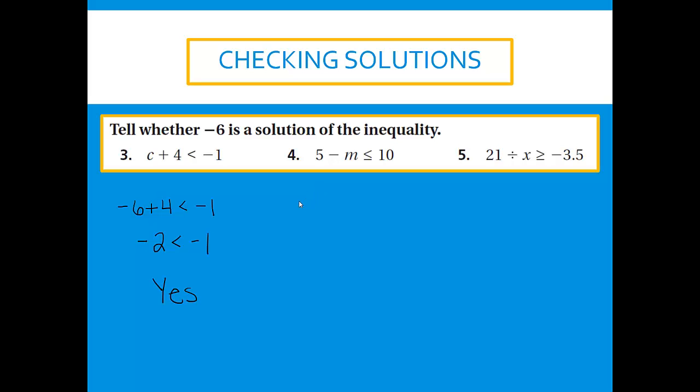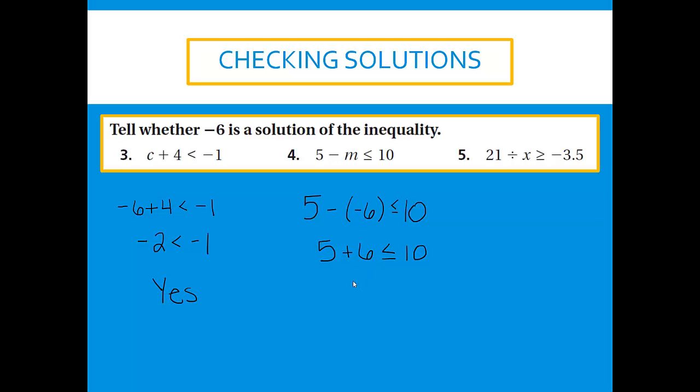Now for number 4, we have 5 minus m is less than or equal to 10. So we'll have 5 minus negative 6 is less than or equal to 10. 5 minus negative 6 is the same thing as saying 5 plus positive 6, or just 5 plus 6. So I have 5 plus 6 is less than or equal to 10.